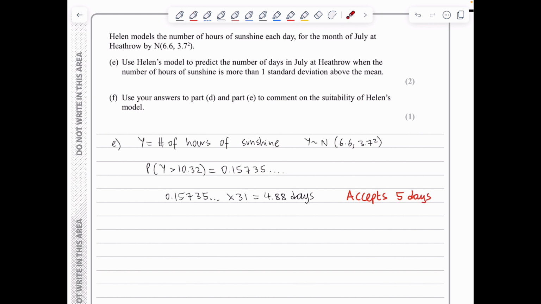And finally, in F, we need to use our answers to part D and E to comment on the suitability of Helen's model. Well, from the data, we found an answer of 7. Here we got an answer of 4.88. What we can say is that 4.88 is not close to 7, and therefore Helen's model is not suitable.